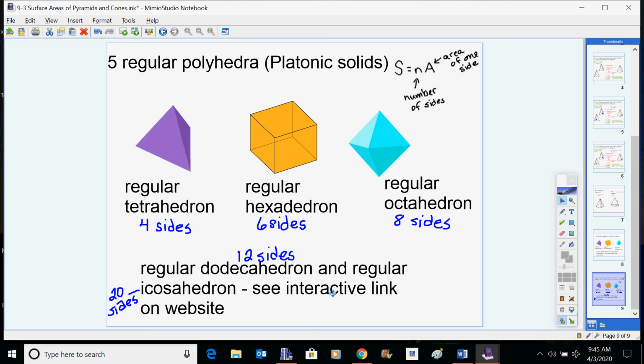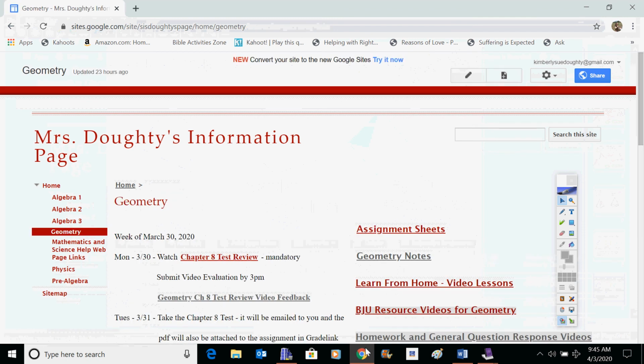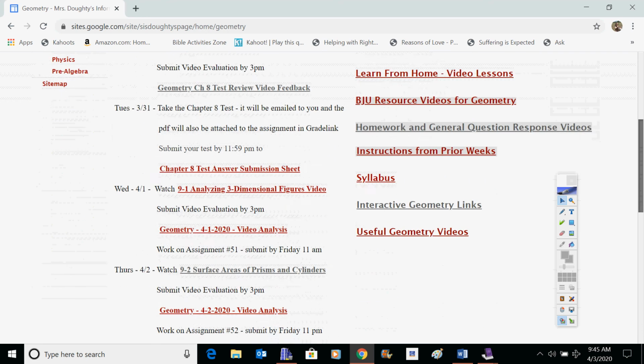But let's see about this interactive link. Okay, now you've been on this website, and this is how you've been getting your information. Here's our geometry website. You've been here, with all of your instructions there and all the links to click.